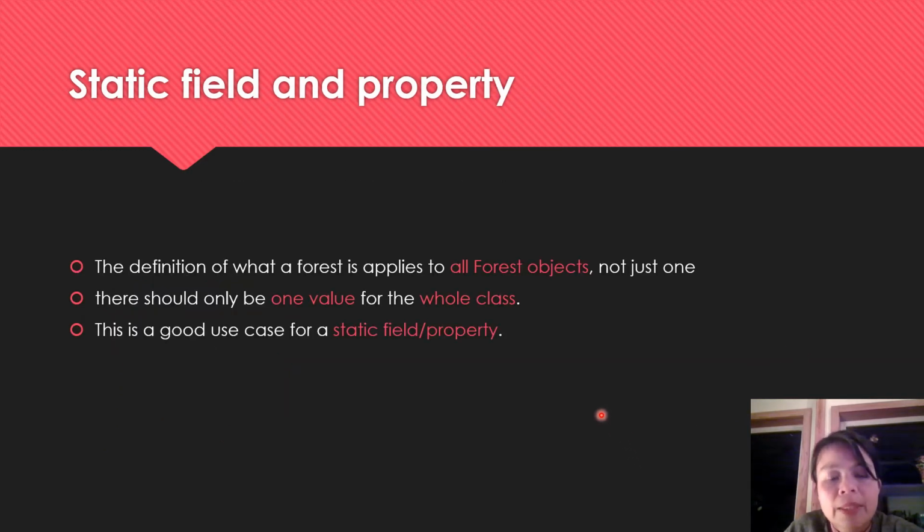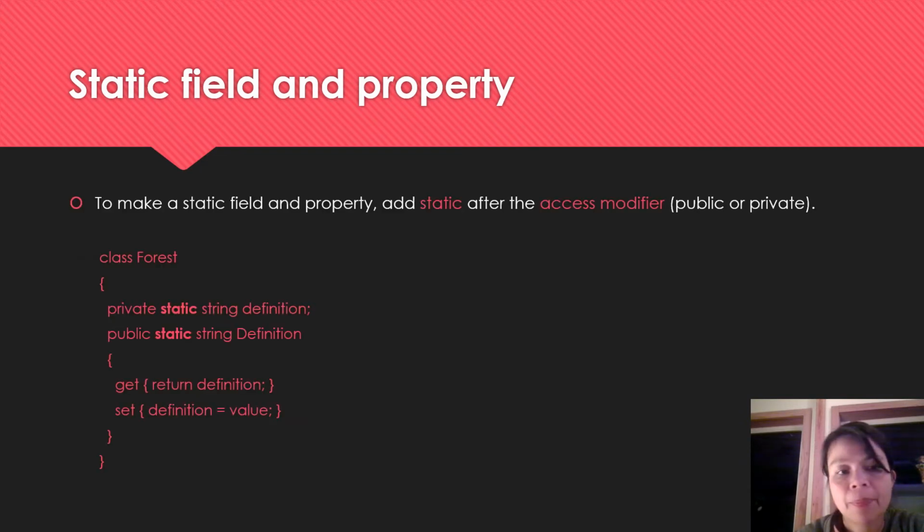So this definition of what a forest is would apply to all the forest objects, right? Not just one. So there should only be one value for the whole class. So this is a good use case for a static field or static property. So to make a static field and property, add static after the access modifier, which is either public or private, right? So private static string definition and public static string definition here. That's how you would make it a static field here, and that's how you make it a static property here.